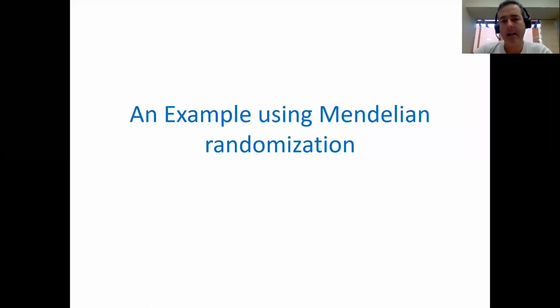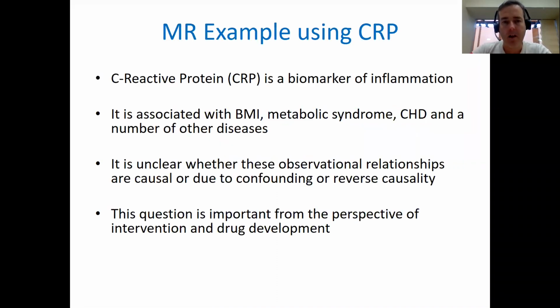So let's look at an example using Mendelian randomization. In this example, we're going to look at a biomarker called C-reactive protein, or CRP, which is a biomarker of inflammation. CRP is observationally associated with BMI, metabolic syndrome, coronary heart disease, and a number of other diseases. However, it's unclear whether these observational associations are causal or whether they're due to confounding or reverse causality.